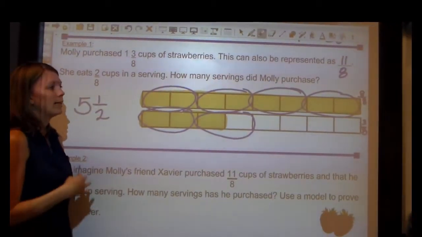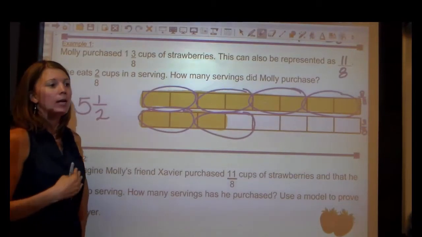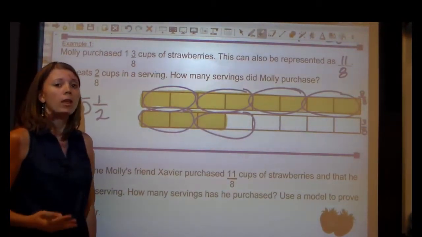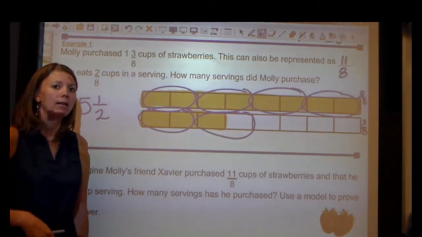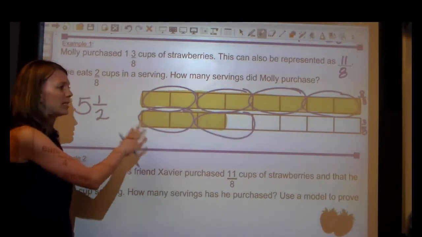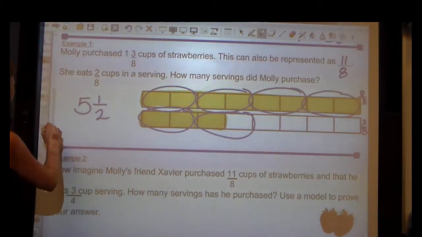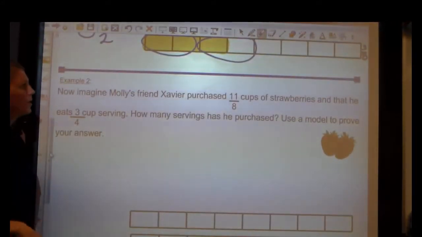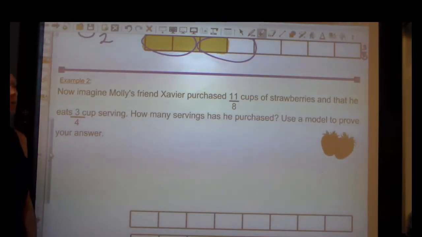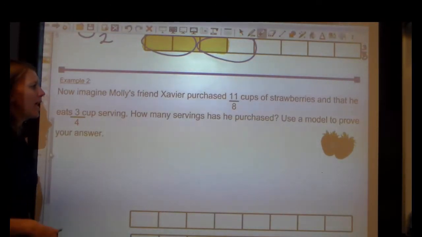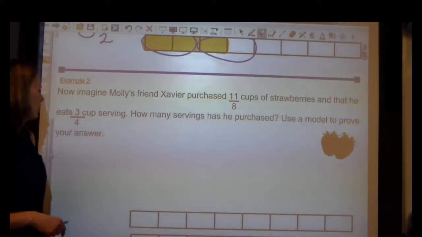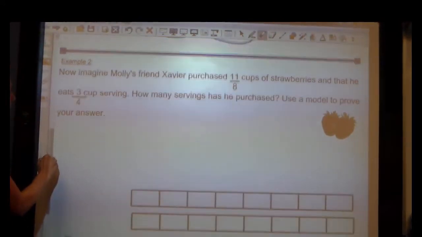This example had common denominators, but now we're going to be looking at unlike denominators. So we're going to try an example and we're going to see how it's similar to this problem, but now it's going to be with unlike denominators. So now imagine Molly's friend Xavier purchased 11/8 cups of strawberries, and that he eats 3/4 cups in a serving. How many servings has he purchased? Use a model to prove your answer.